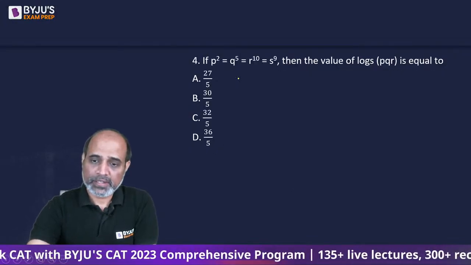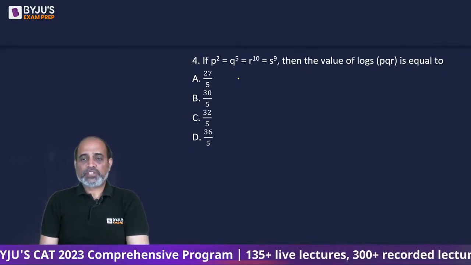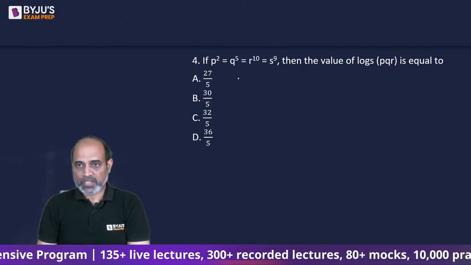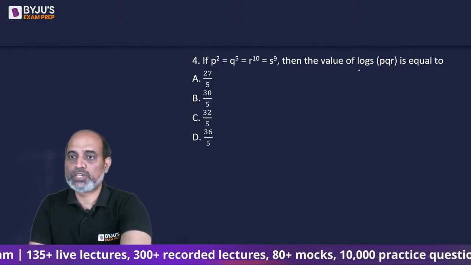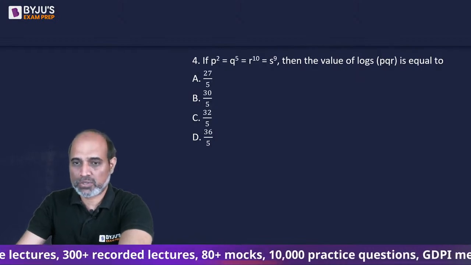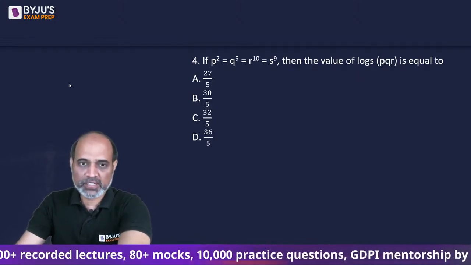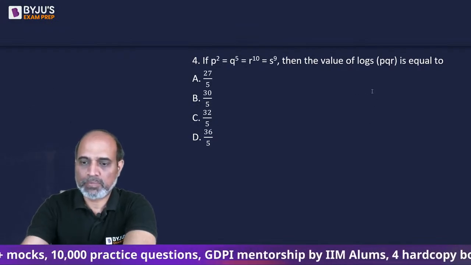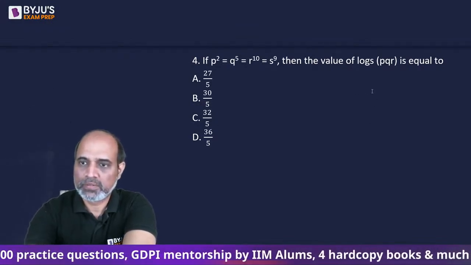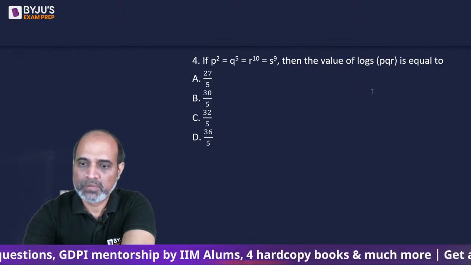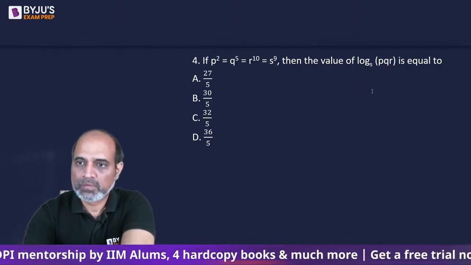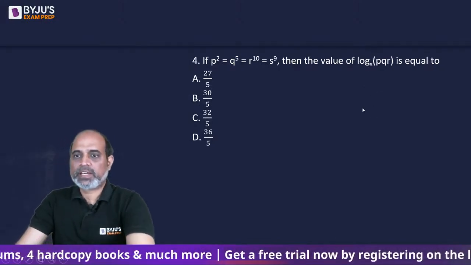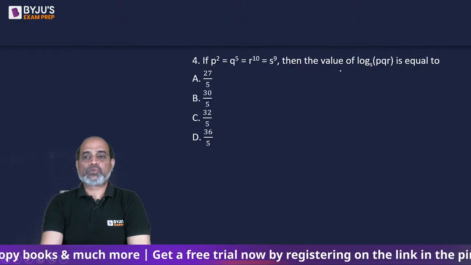Okay, next question. If p square is equal to q to the power 5 is equal to r to the power 10 is equal to s to the power 9, then find the value of log pqr to the base s. So I'll change that. I'll make s the base, right? So that it makes sense. So this is going to be equal to what?